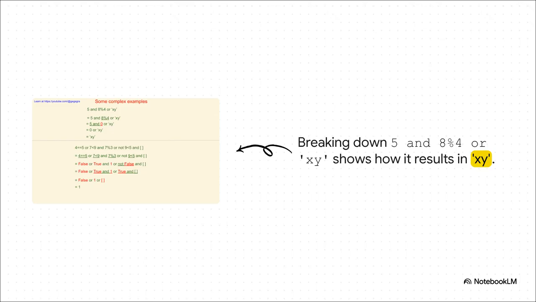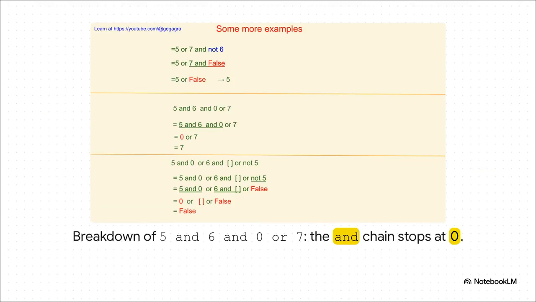The or operator takes over. It sees 0, which is falsy, so it has to keep looking. Next, it sees the string "xy". That's not empty, so it's truthy. The or operator found its prize, it stops and returns "xy". And that's our answer. Let's do one more to really hammer this home.